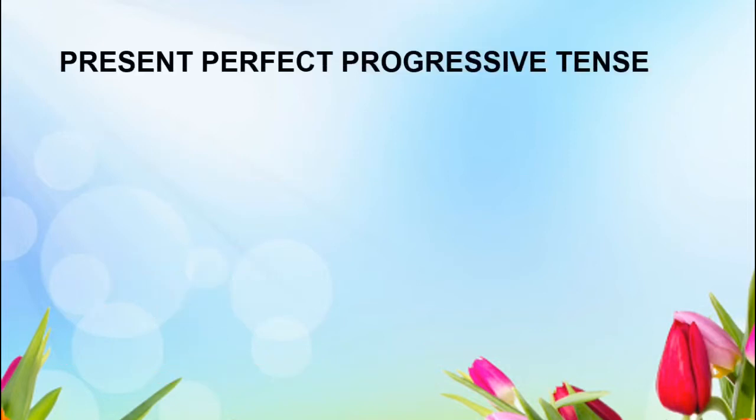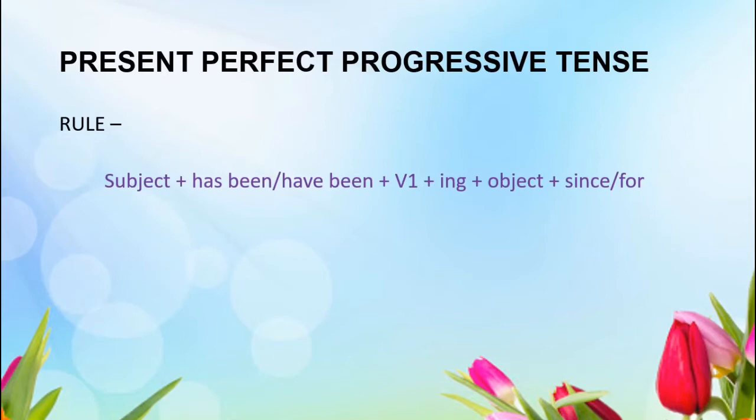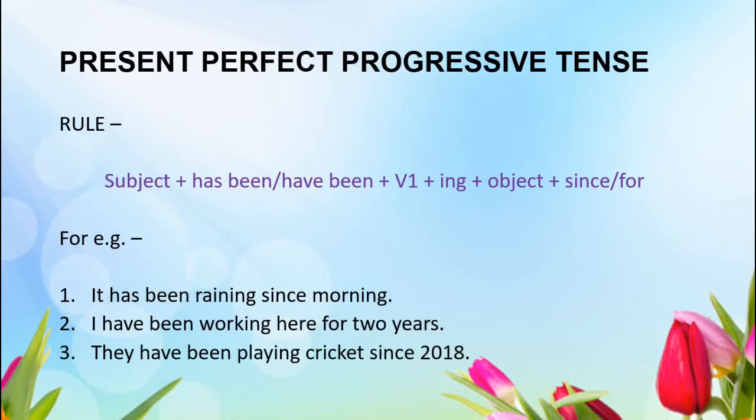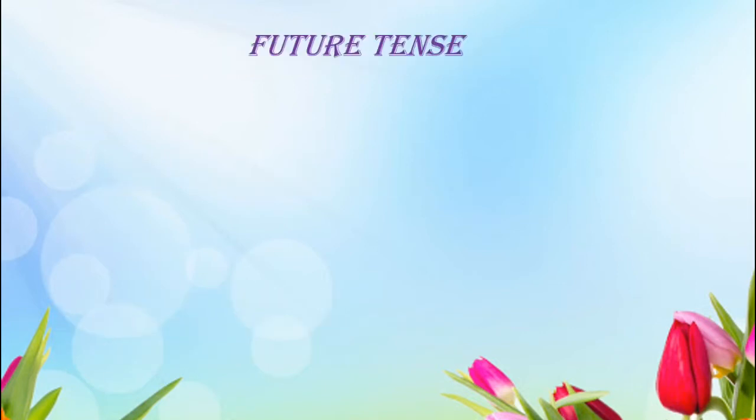Present perfect progressive tense. The rule of writing a sentence in present perfect progressive tense is subject plus has been or have been plus first form of the verb plus ing plus object plus since or for. Let's see a few examples. It has been raining since morning. I have been working here for 2 years. They have been playing cricket since 2018.